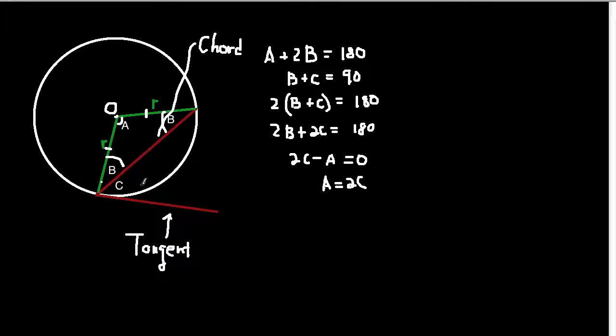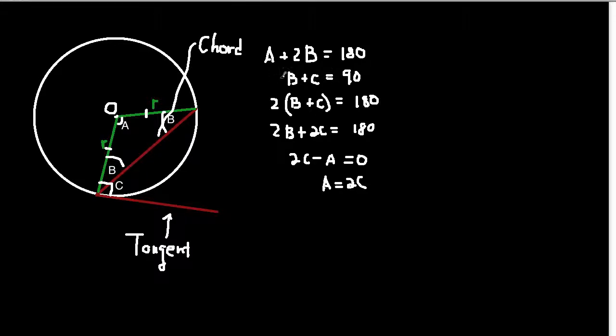Now let's see what we can say about angle C here. We know that the sum of the three angles that are interior to the triangle is 180 degrees. So we can say that A plus 2B is equal to 180 degrees. This angle plus that angle plus that angle. We also know that if this is a tangent, the angle between the radius and the tangent is 90 degrees. So we can say this angle right here is 90 degrees. So we can say B plus C is 90 degrees.